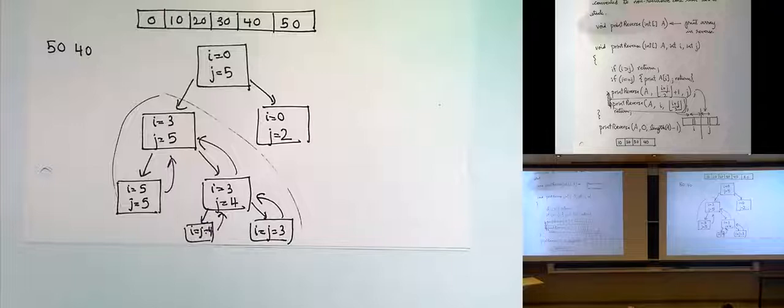If i is greater than j, is that just for error handling on the input? Exactly. That's just for error handling on the input, right? Okay. Good. So we have this.